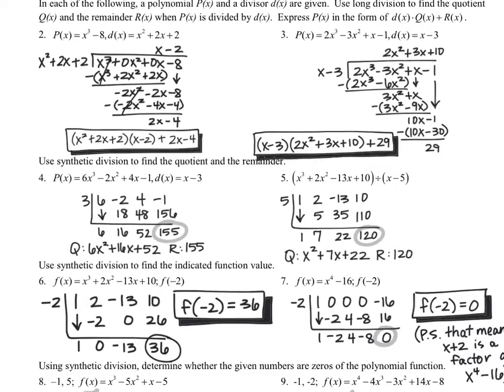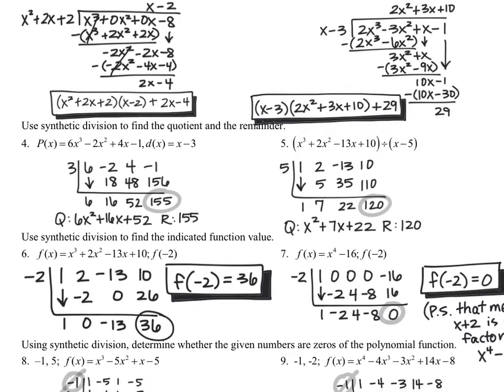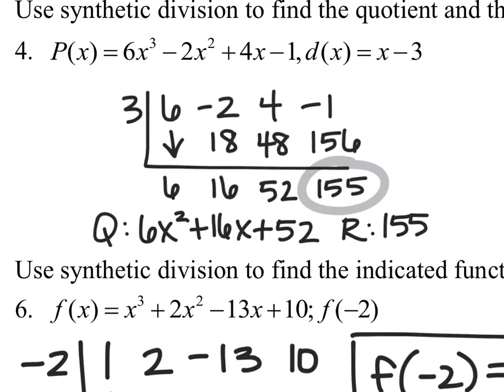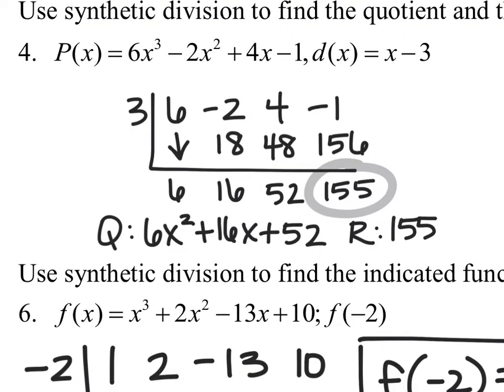Four and 5 ask us to use synthetic division to find the quotient and the remainder. So we need to remember that for synthetic division, we need to have all of the powers accounted for, and we do. We've got cubic, squared, linear, constant. With a third degree polynomial, we want to have 1, 2, 3, 4 terms. And we have the opposite of this number goes on the outside. Bring down the first number, multiply, add.